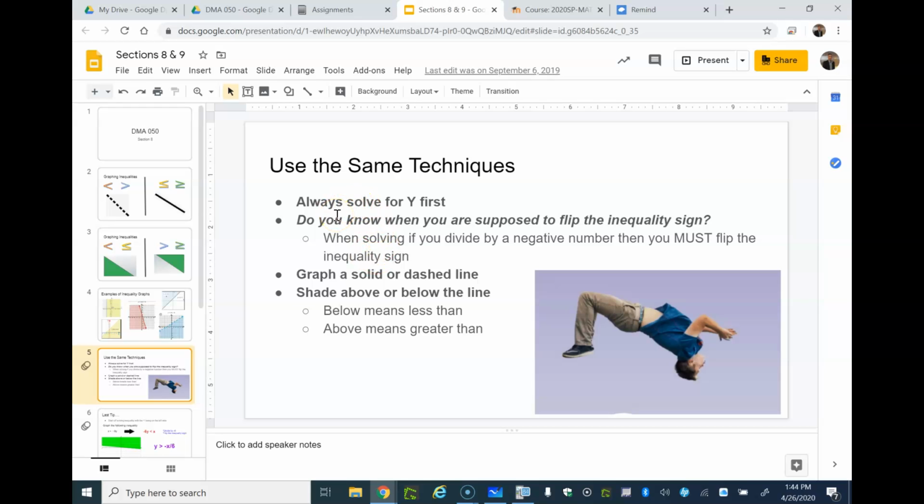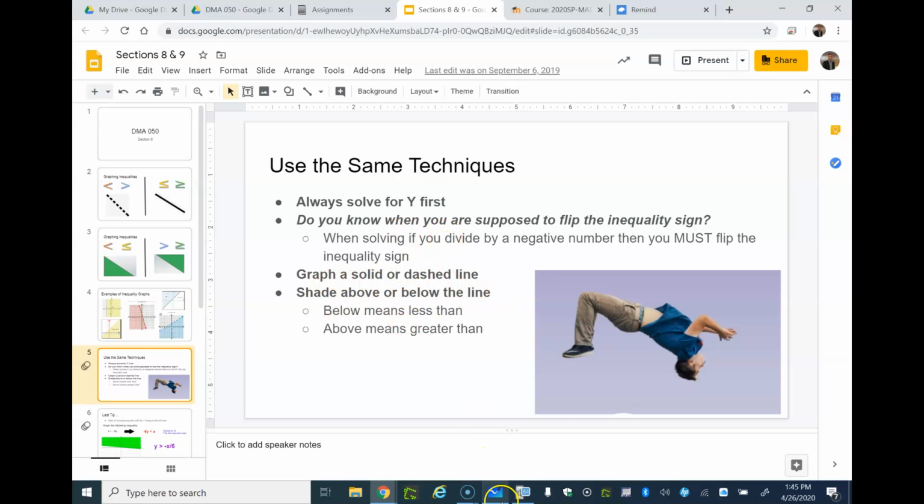A few things you want to make sure you're aware of. Again, solve for y first, like we've been doing, because you want to put it in the form y equals mx plus b. So we can put it in our calculators and grab 2 points, hitting second graph to grab 2 points to graph. And in the process of getting y by itself, if you ever divide by a negative number, then you're going to flip the inequality sign. Graph solid or dashed, and then shade above or below.